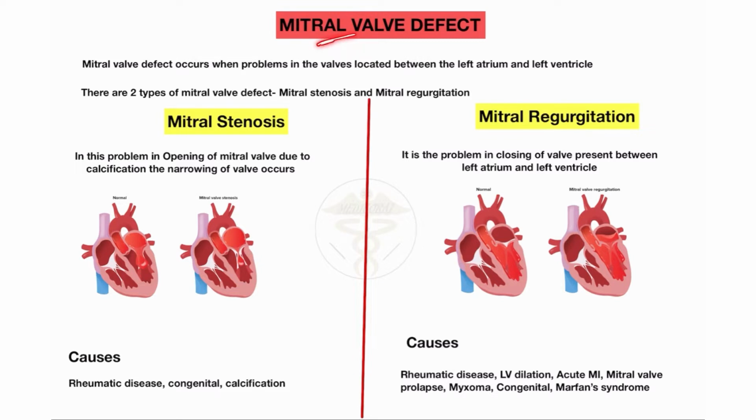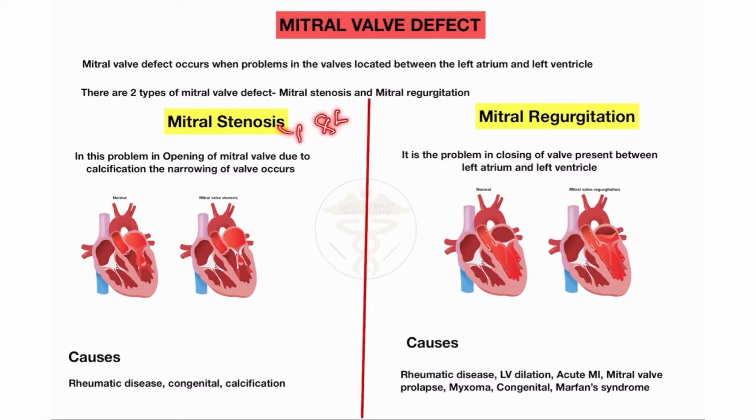But in mitral valve defect, the problem occurs in the valve present between the left atrium and the left ventricle. The problem between the left atrium and the left ventricle is called mitral valve defect. There are two types of mitral valve defect. First is mitral stenosis and second is mitral regurgitation, the same as aortic stenosis and aortic regurgitation.